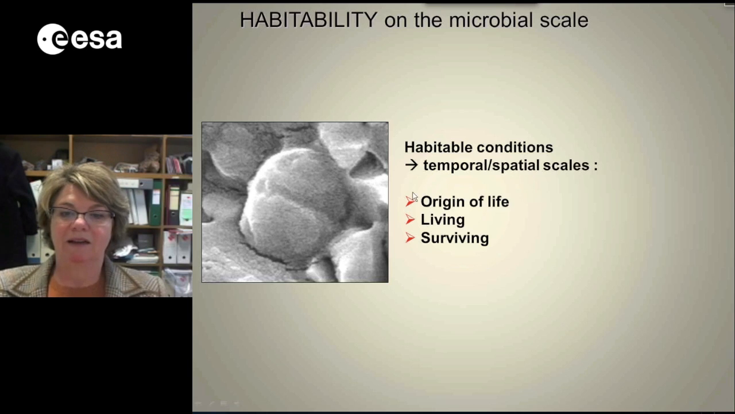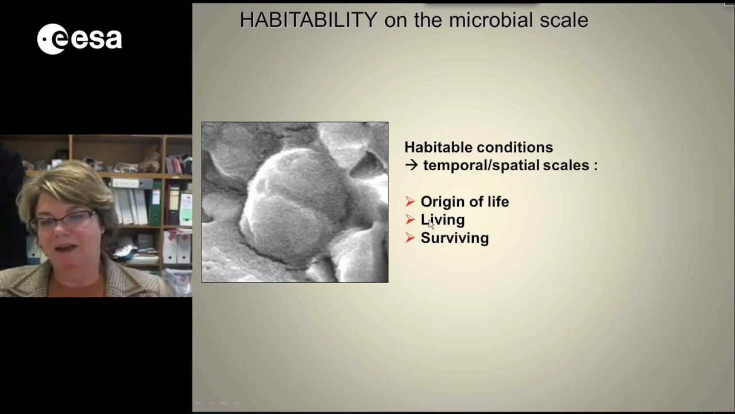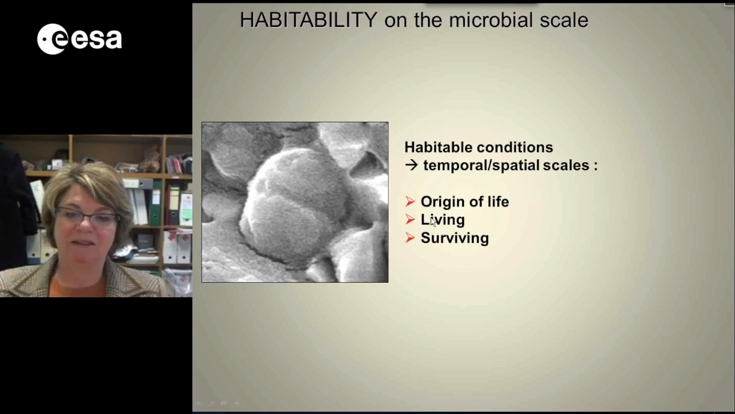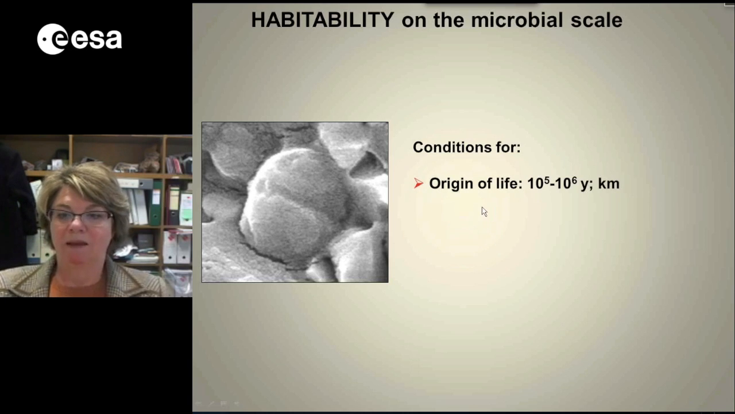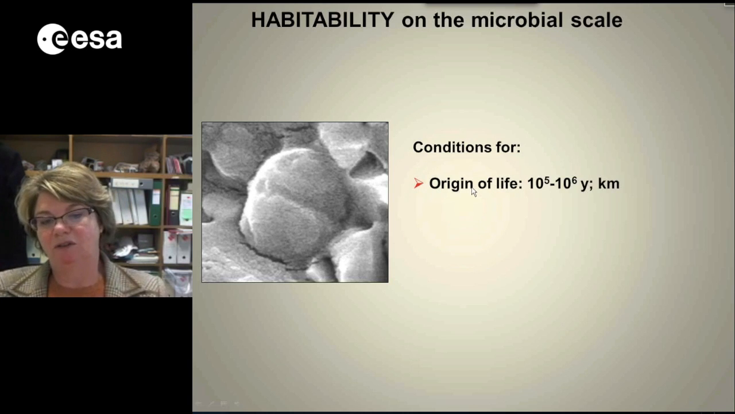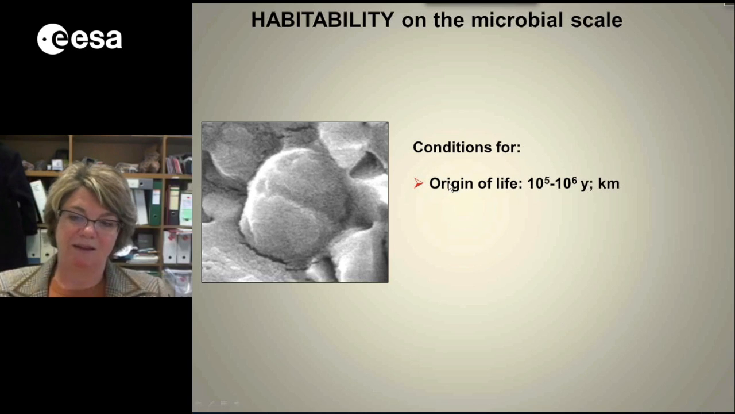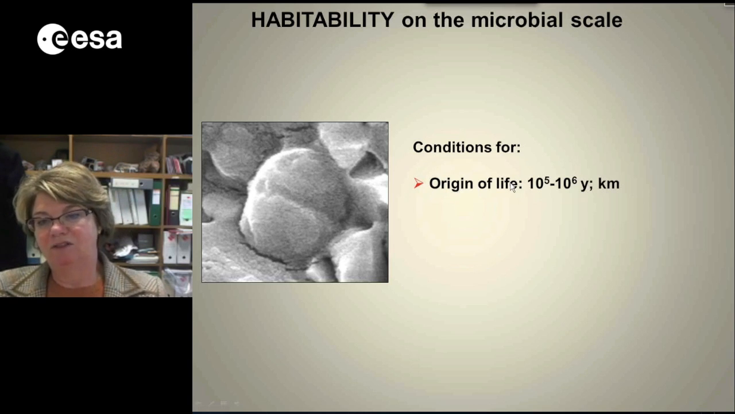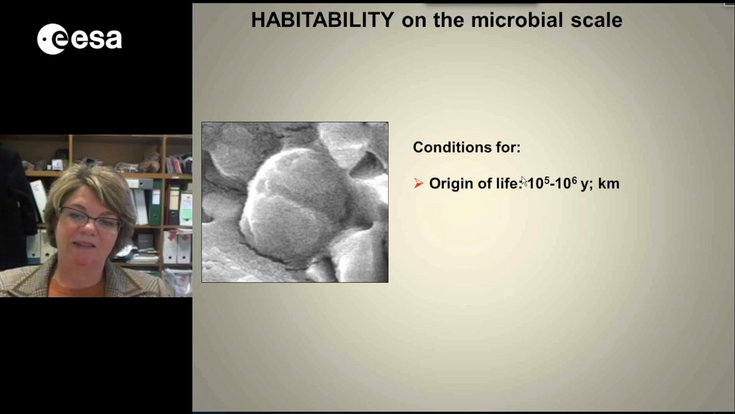We have a scale specific to the origin of life, a scale for organisms that are actually in the process of metabolizing, living, and a scale for organisms that are simply in a state of survival. In terms of an origin of life, the critical limit is the presence of liquid water for the time span that we think is necessary for life to originate. And that's of the order of hundreds of thousands of years, maybe a couple of millions of years. This is based on an estimate by Leslie Orgel, published in 1998.